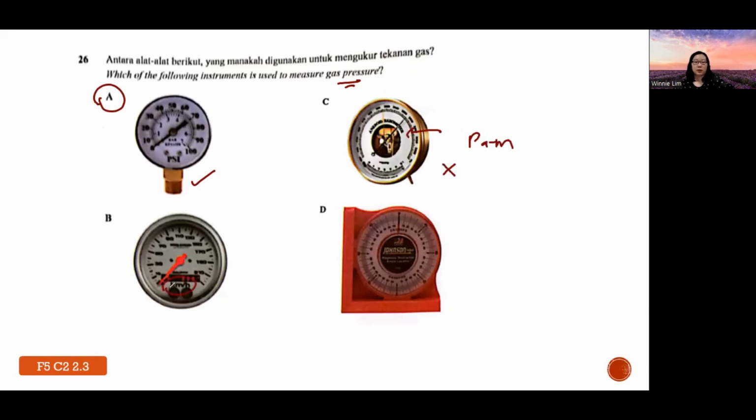B, this has kilometer per hour, right? It actually measures speed, it's called a speedometer. So it's also not correct. And lastly, this is actually a balance used to measure the mass. Okay, so the answer is A.